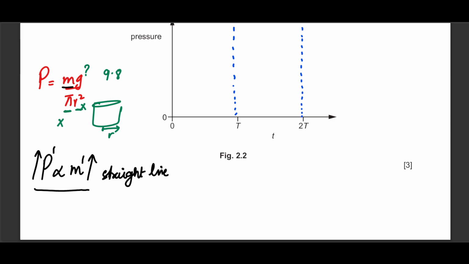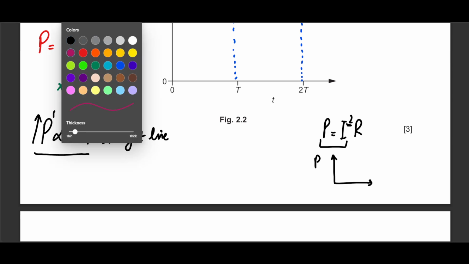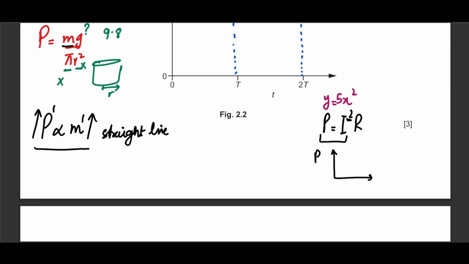For example, if it had been another equation in which we deal with electrical power, it would have been P equals I squared R. If I was drawing a graph of P with I squared, then I would definitely be worried by this square. And you've done this in mathematics as quadratic equations. Let's say y equals x squared or 5x squared. You know it's going to be a parabolic graph. So the graph goes like this with current in amps.